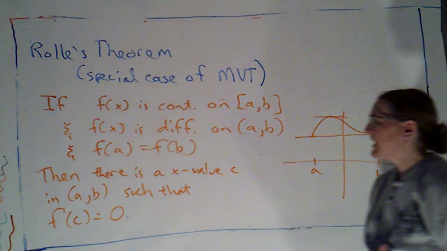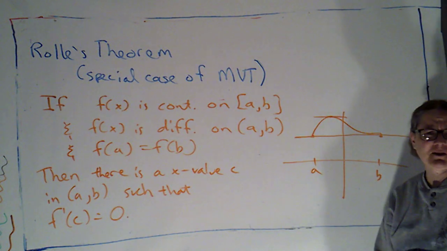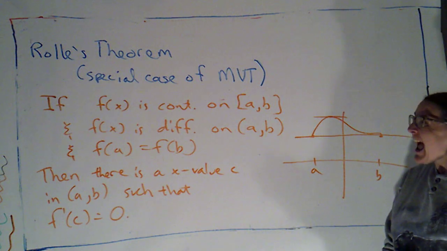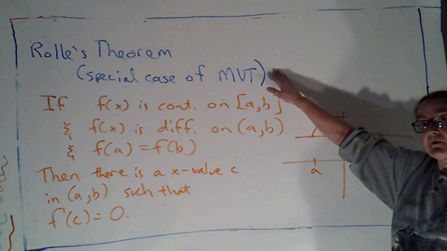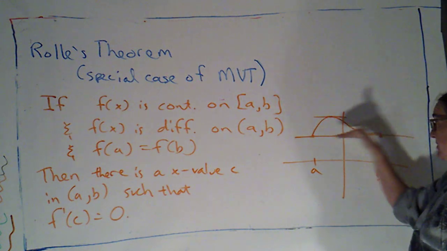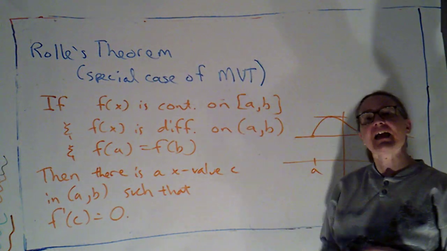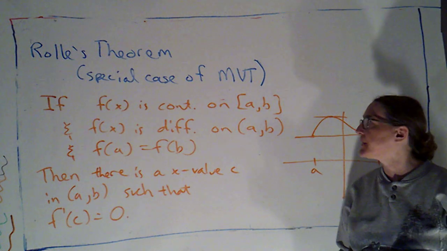such that f prime of c is equal to 0. And you might say, well, why do we need Rolle's theorem if we have the mean value theorem? The reason we need Rolle's theorem is because it's actually easier to prove Rolle's theorem than the mean value theorem, because it's the special case. But once we know that Rolle's theorem is true, it makes it easier to actually prove the mean value theorem.